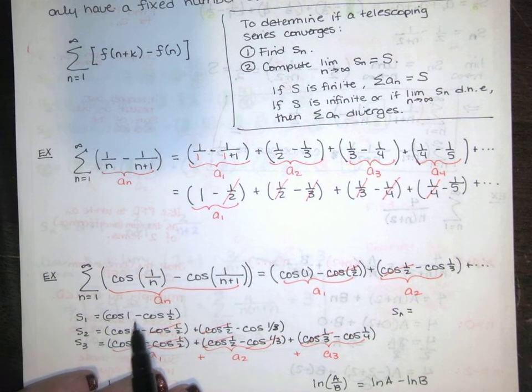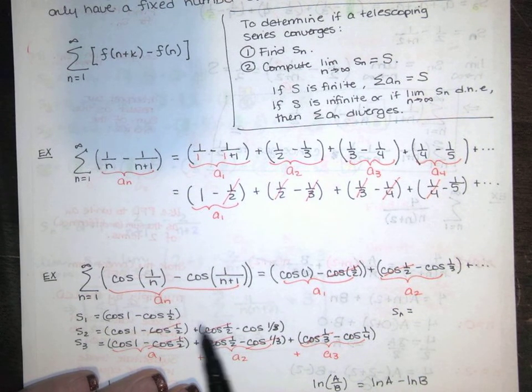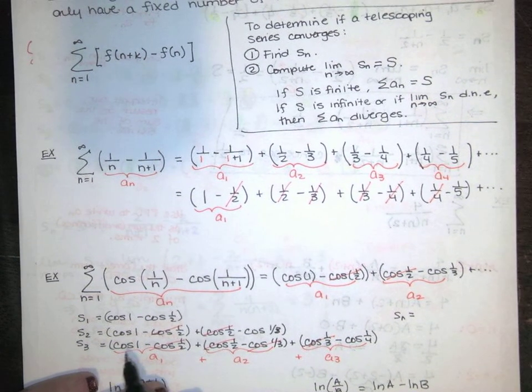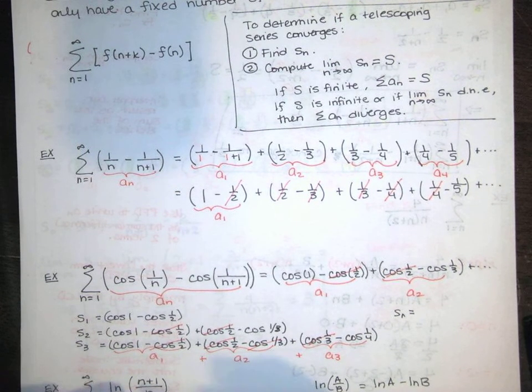When we wrote out the first partial sum here, which is cosine of 1 minus cosine of 1/2, here we had cosine of 1, this is a sub 1 plus a sub 2. We had cosine of 1 minus cosine of 1/2 plus cosine of 1/2 minus cosine of 1/3. So the second partial sum was this plus this, and those two reduced and we got this. The third partial sum was this. These all reduced. If I want to find the formula for S sub n, I look at all of these and I think about what they have in common.